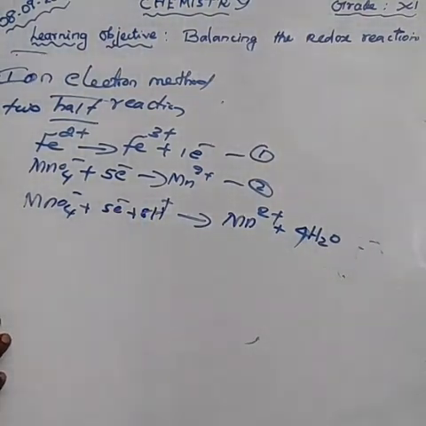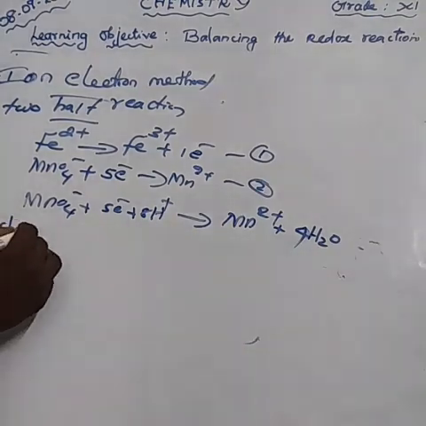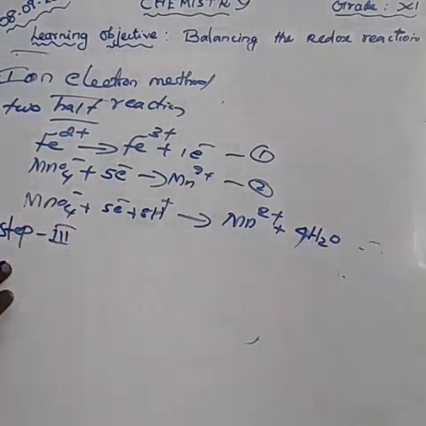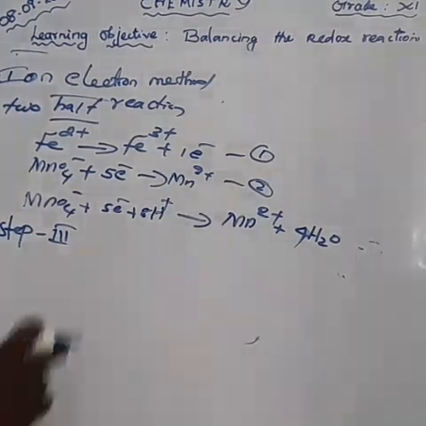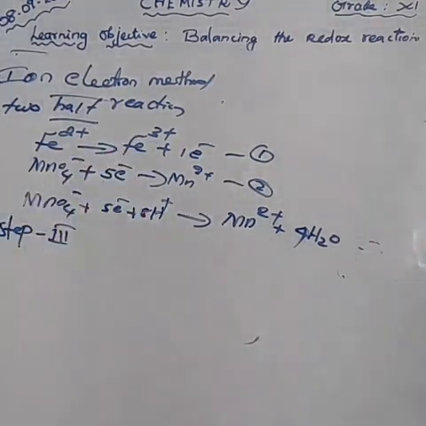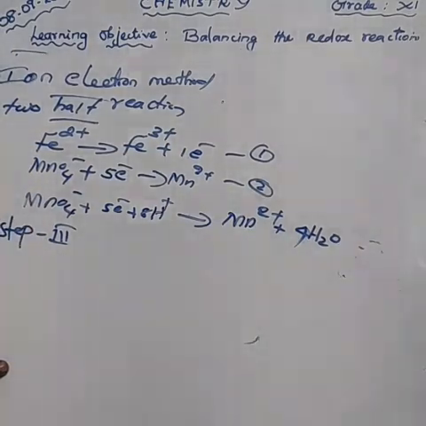Next, step 3. What is step 3? Equate both half reactions so that the number of electrons lost is equal to the number of electrons gained. That means we are adding the two half reactions. Here we have a 5 electron loss.